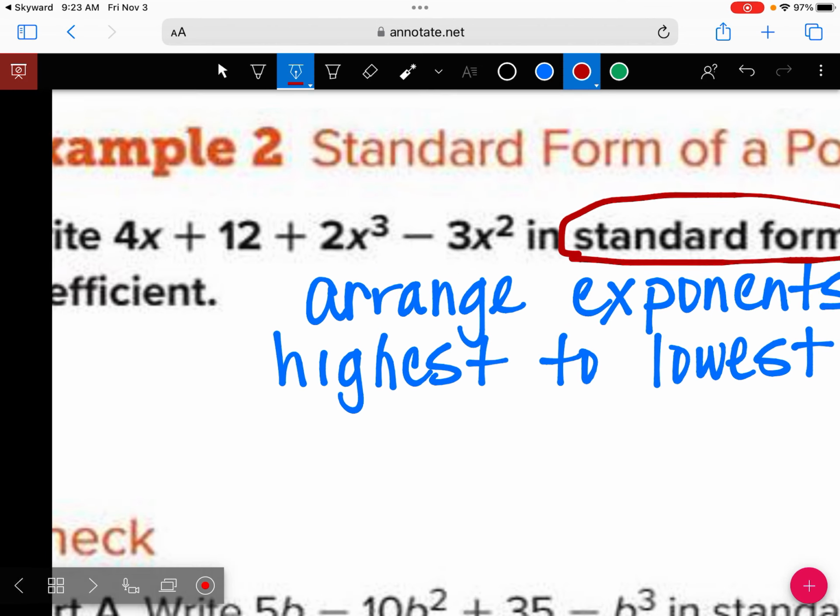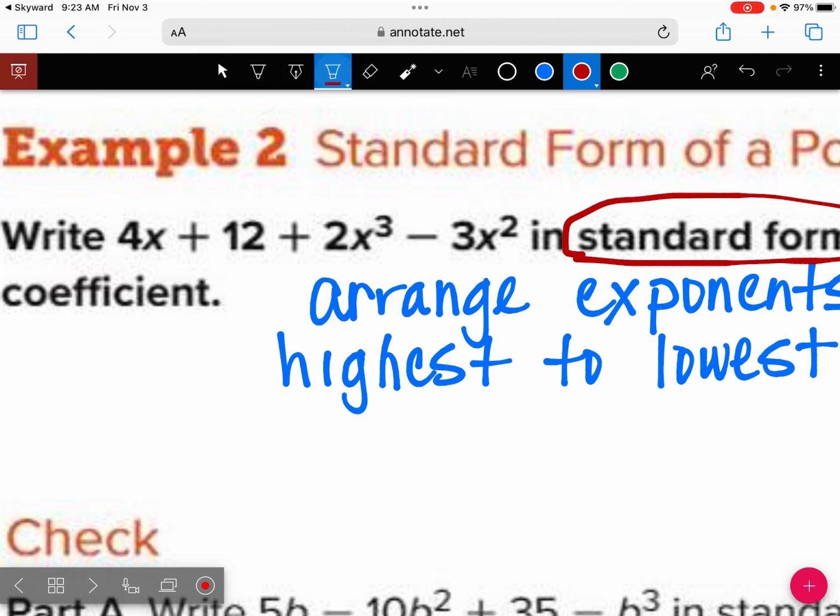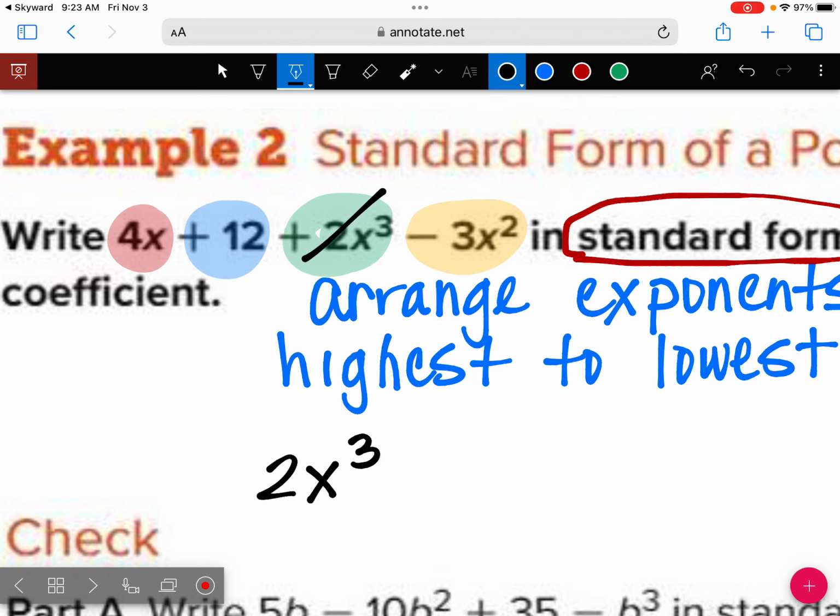So when I'm looking here, I have 4 terms. I have this term, I have that term, this term, and this, let's do yellow, and this term. Okay. Which color has the highest degree? Pink, blue, green, or yellow? Which has the highest exponent? The green. So we're going to write that first. That comes first. So let's write that 2x cubed first. So we took that out.